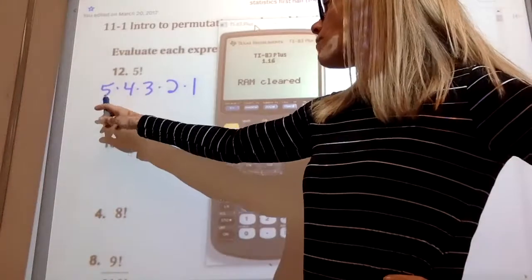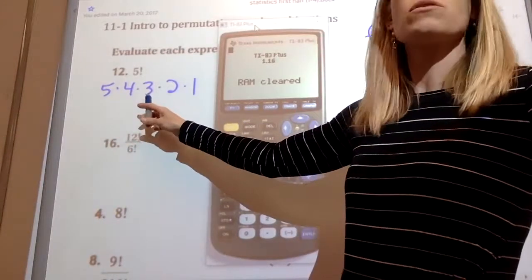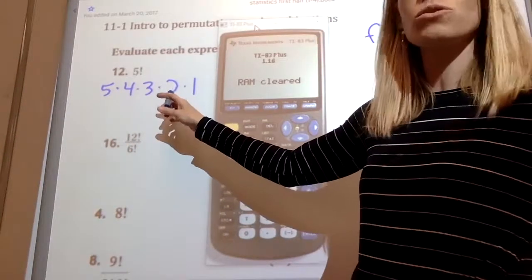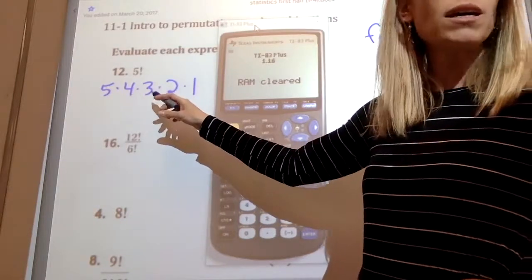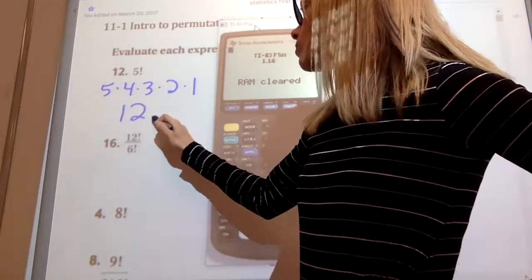So then you would take 5 times 4 is 20, 20 times 3 is 60, 60 times 2 is 120, times 1, there you go, 120.